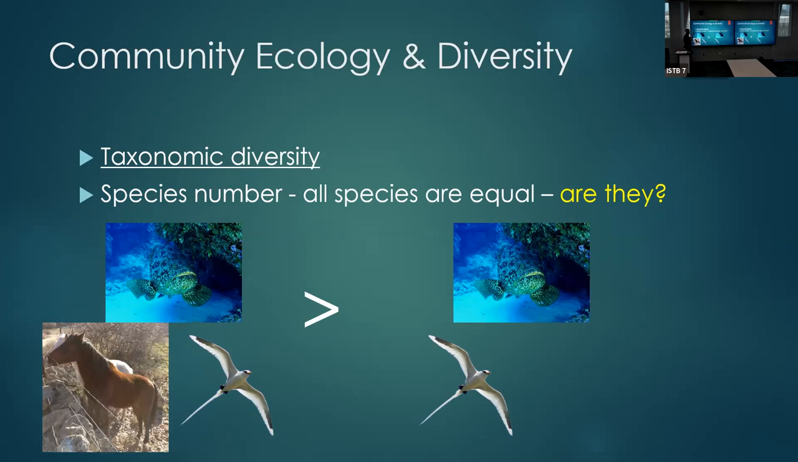So you have a community with three species. This is more diverse than a community that has two species. So that's pretty straightforward. But this is assuming that all the species are equal in an ecosystem. They all have the same weight. And we don't know if that is true, or now we know that it's not true. So we were trying to find ways to measure those differences.